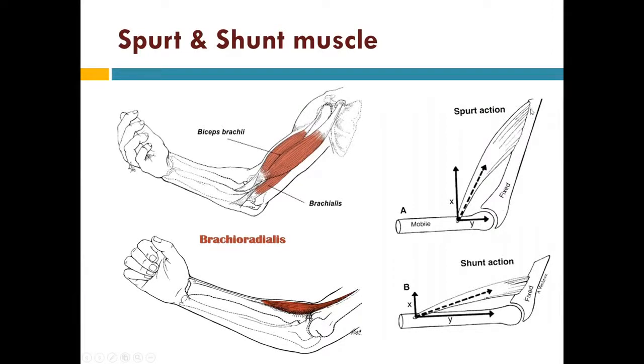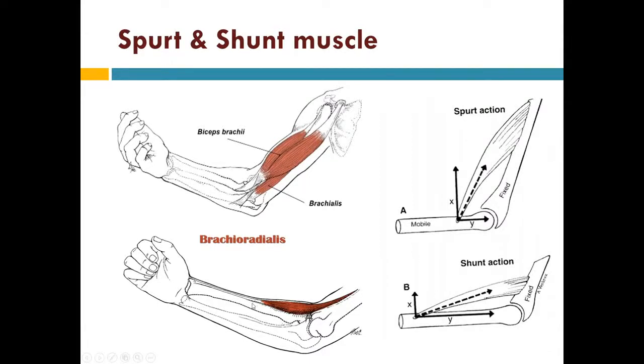You can see over here, their origin is very distal from the joint. They are doing powerful action on the mobile bone, that is the distal bone. This is the fixed bone, that is the humerus, and this is the distal bone, that is the ulna over here, to do the angular movement. And this is called the spurt muscles.